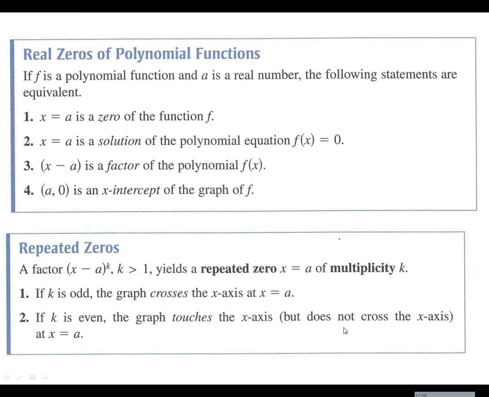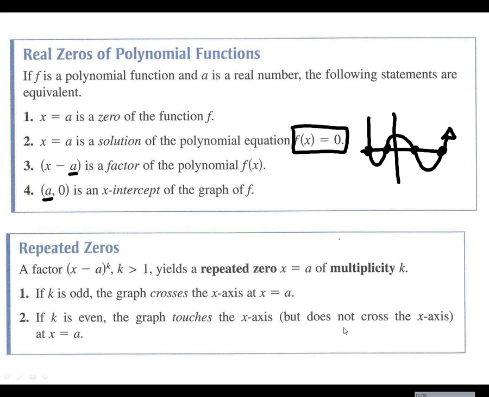All right, so a couple rules here that we're going to go with on our zeros. Remember, a zero is where our graph crosses the x-axis. So if we have x equals a, then a is the zero of the function. x equals a is also a solution of this equation. That's why we make y equal to 0, or f of x equal to 0. If we're able to factor at any point, then the a is also going to be an x-intercept, otherwise known as a zero. All right?